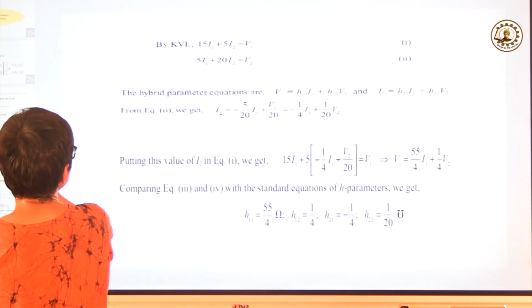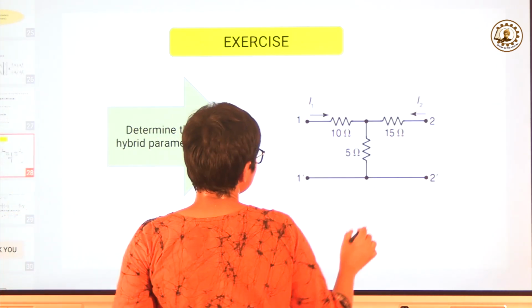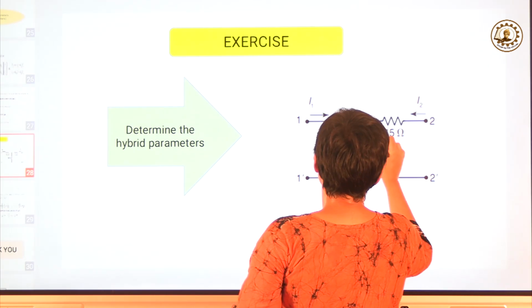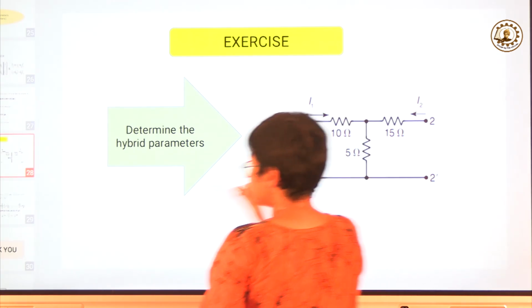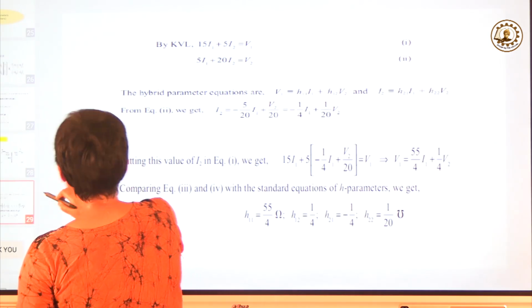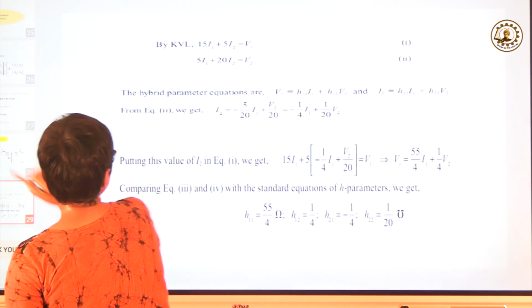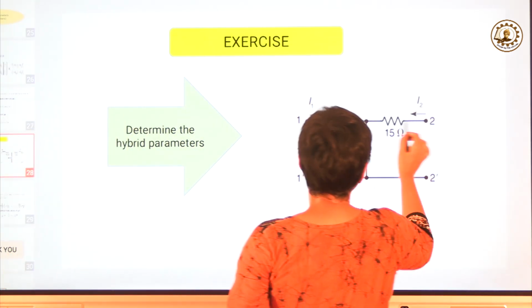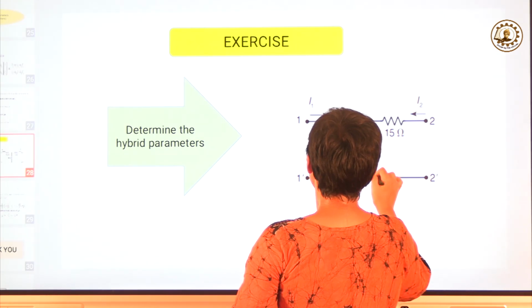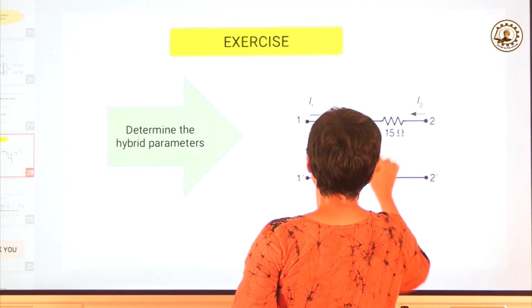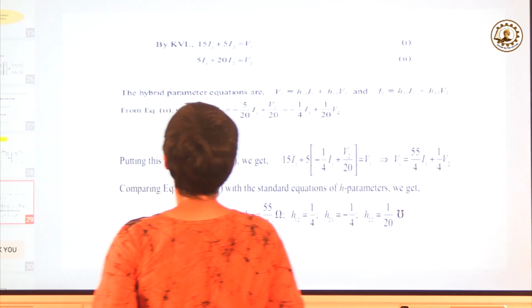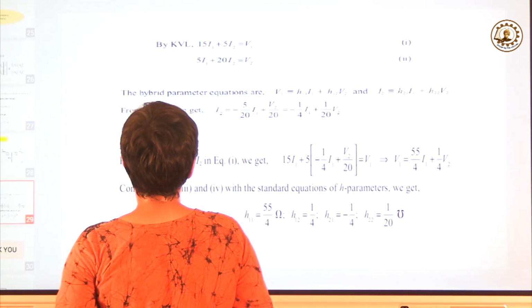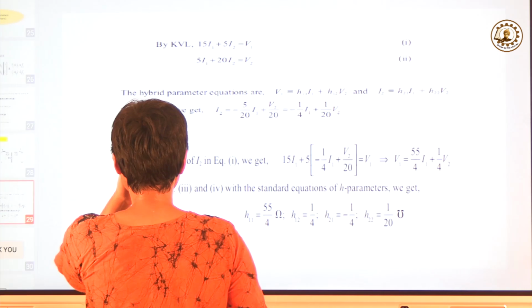Next is the other loop. 15 I2 plus 5 (I1 plus I2) equals V2, that is, 5 I1 plus 20 I2 equals V2.